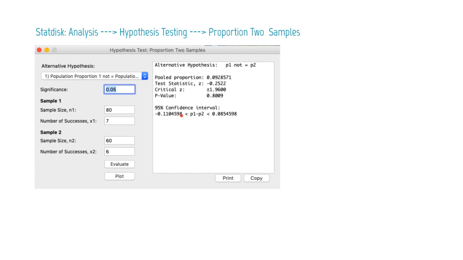So let's talk about the interpretation, though, for this confidence interval. We're talking about the difference between P1 and P2, the proportion of female left-handed students and the proportion of male left-handed students. And we're saying that the difference between those two percentages is between negative 11% and positive about 9%. So what conclusions can we make based off of this information?